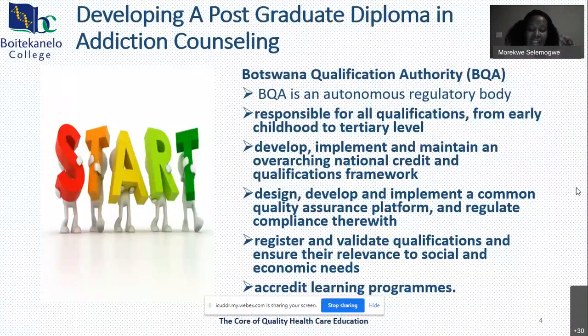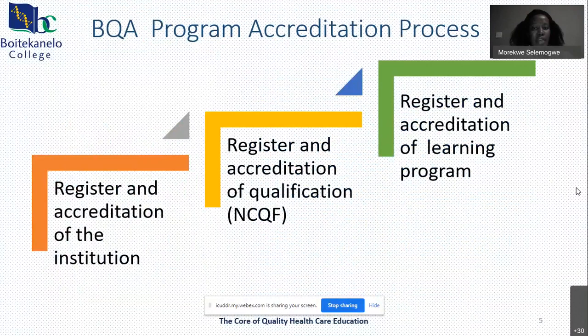So the regulatory body actually gives us more information in terms of what we are to be as education providers or as an institution. It also accredits learning programs. So it's twofold: it registers qualifications, and then it also registers and accredits learning programs. So there's the issue of qualification and then the content for that qualification. This is the process of accreditation of a program, which we all had to go through. The registration and accreditation of the institution, we already had. So we're at the process of registering and accrediting a qualification.